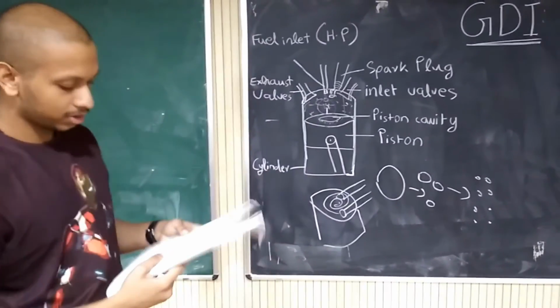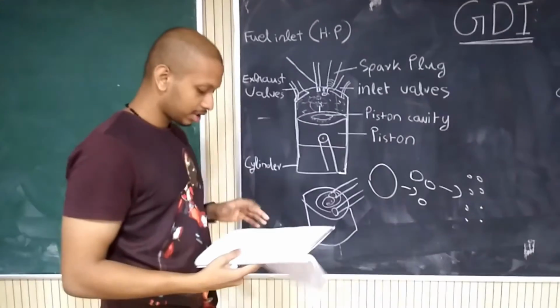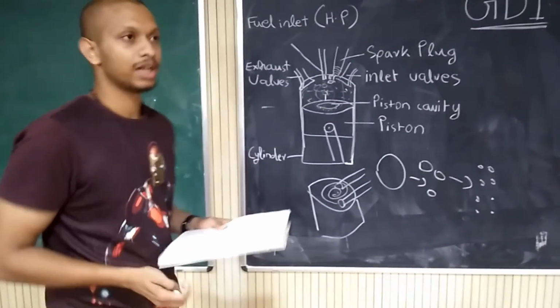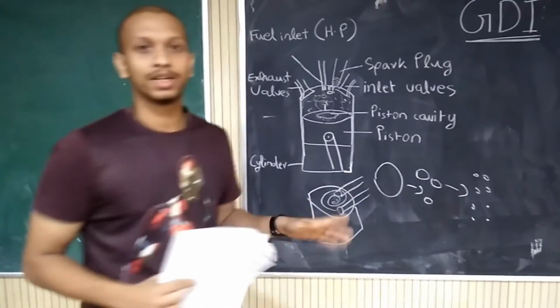So using these kinds of technologies, the air fuel mixture ratio is up to 65:1. So that's a very good amount. So that sums up the GDI technology.